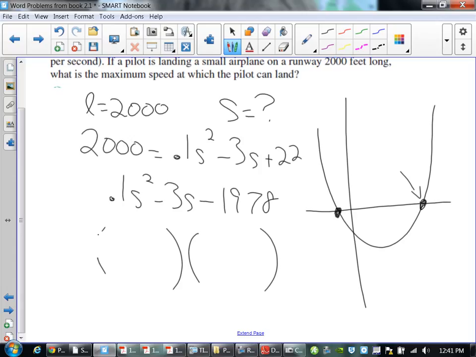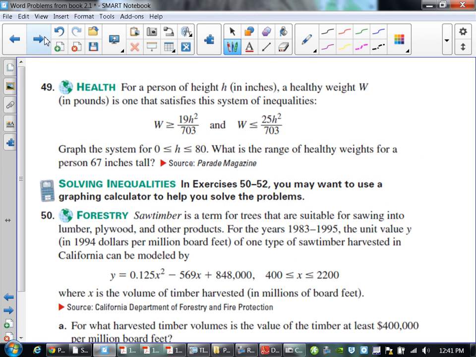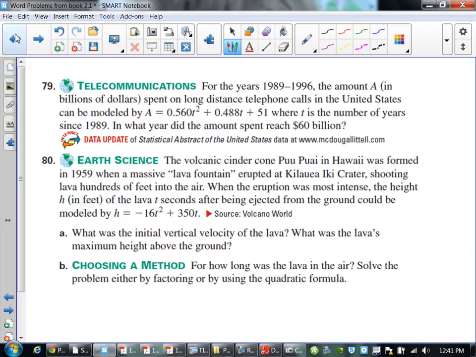The next one's the cell phone, right? Yes. I want you guys to try to start the word problems. The amount of $1 billion spent on long distance phone calls in the United States is modeled by this, where t is the number of years since 1989. What year did the amount spent reach 60 billion?